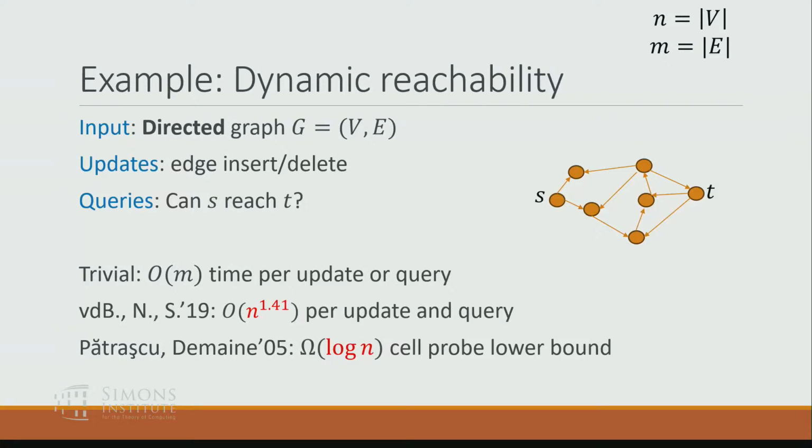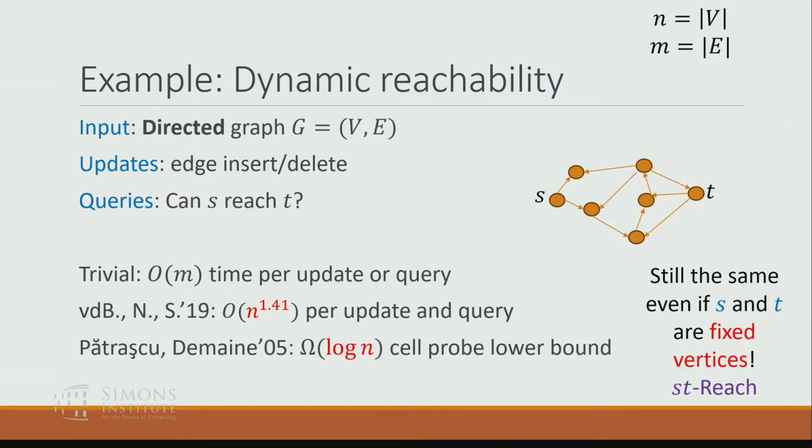But the best known algorithm to support these things has a polynomial running time. Okay, the current best is n to the 1.41. It uses matrix multiplication, but it is very far from log n. It's exponential in the lower bound. And in fact, the same sort of thing holds even if S and T are fixed. Even if we only have this query about a single pair, the same situation arises.